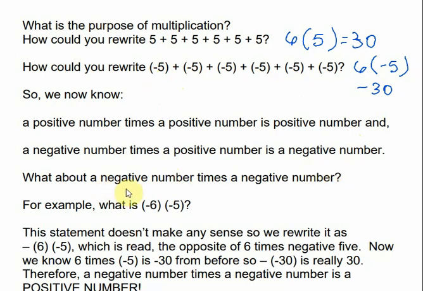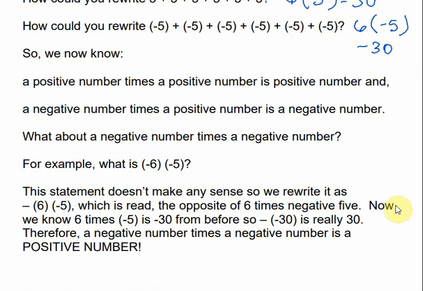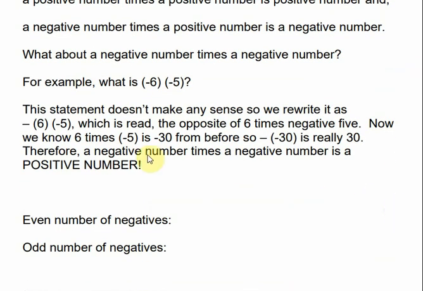So what happens if we multiply a negative number times a negative number? For example, if we had -6 times -5. Well, we can rewrite it as the opposite of 6 times -5. So if we have 6 times -5, we get -30 from before. So a -30 is really a positive 30. Therefore, a negative number times a negative number is a positive number. So if we were to multiply -6 times -5, we would get a positive 30, because it's the opposite of 6 times -5.